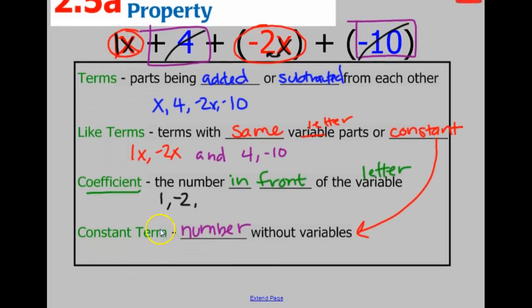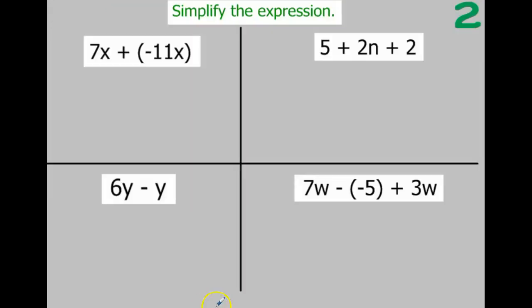And last, constants. We talked about these already. These are the numbers without variables. Our two constants here are 4 and negative 10 because there's no letters with those. We'll look at another one of those near the end of the lesson. So we're going to just simplify by combining our like terms, the ones with the same letter.